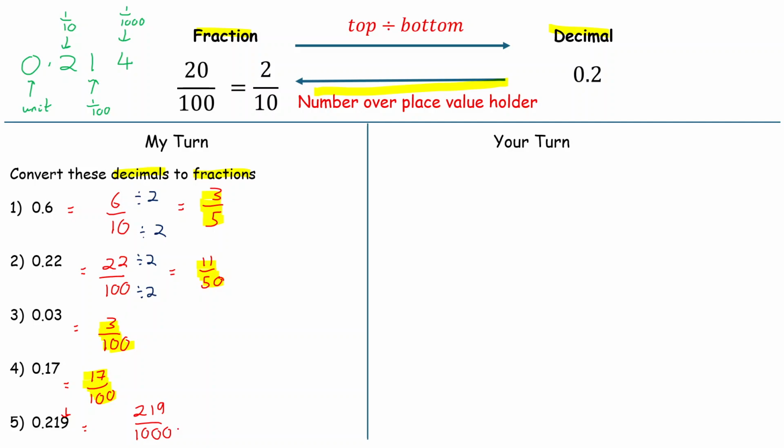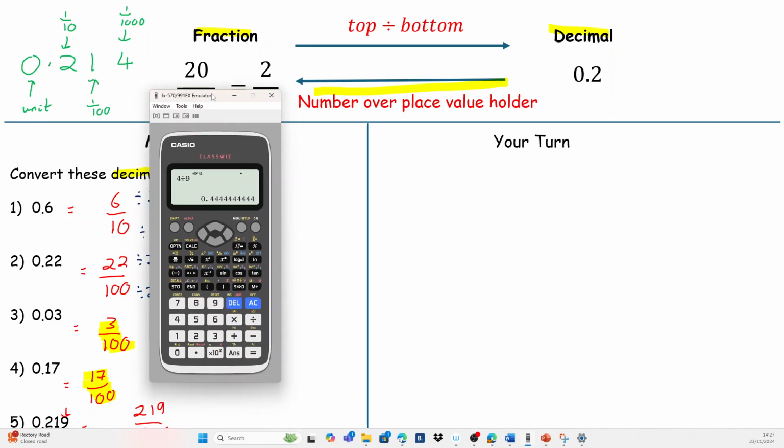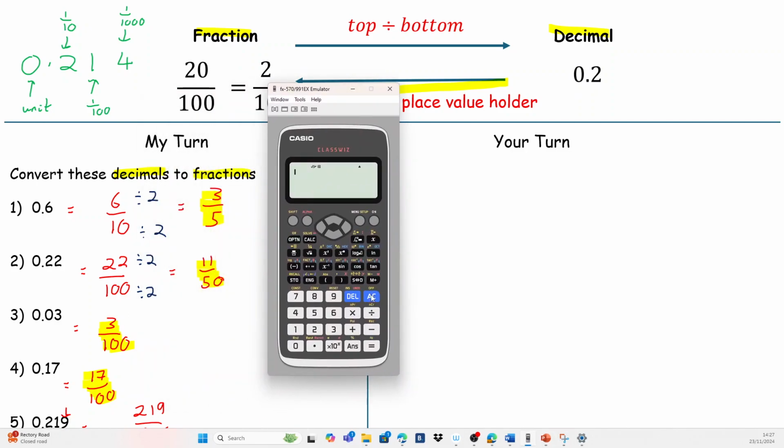Now, can we simplify this any further? 219, 11, 12. I don't think we can. I'm just going to be really lazy here and double check in case I make a mistake. I don't think we can simplify that any further. We can check by putting this on a calculator.